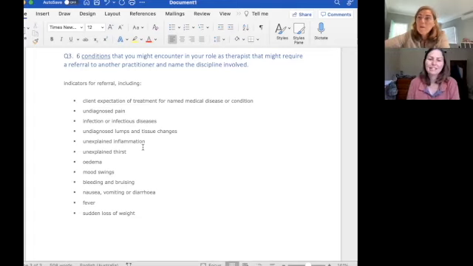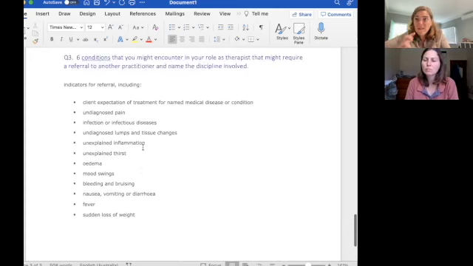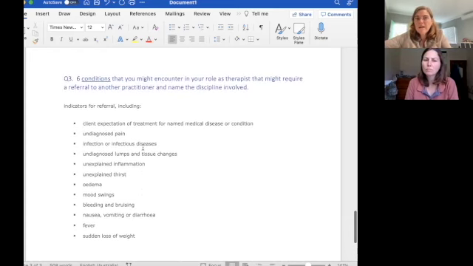Nausea, vomiting or diarrhea, we've kind of already talked about that as an infectious disease, as well as fever. Sudden loss of weight. So sudden loss of weight, I think they would normally put in a could-be-cancer-somewhere basket. So they're the things that are in the unit of competency that they say that we should be referring for.